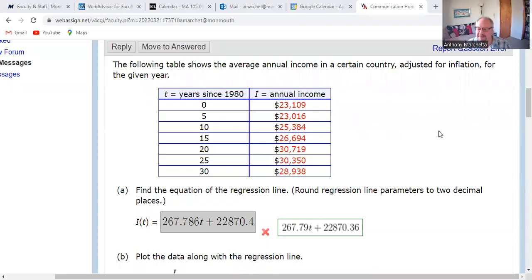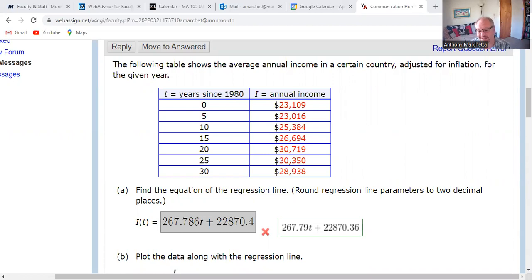Okay, we have another great example now of how to find a line of regression. What I'll do is first I'll read the question, then we'll go into Desmos and work on entering the data to get our line. The following table shows the average annual income in a certain country, adjusted for inflation for a given year. And we have data.